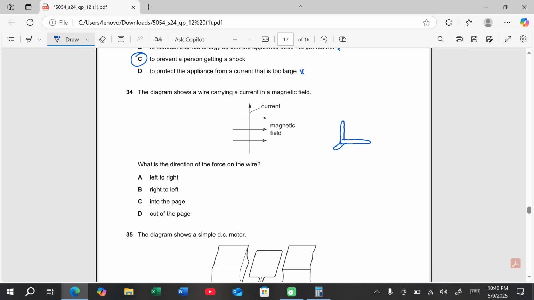If you point out your fingers, this is the index, this is the middle, and this is the thumb, and they should all be perpendicular. So if you take the current upward and the magnetic field to this side, your thumb needs to point up, not down. So it is going out of the page, because it is coming up, so it is out of the page.